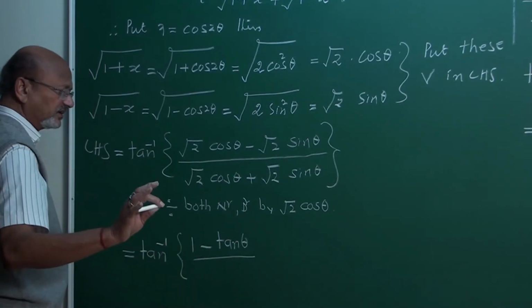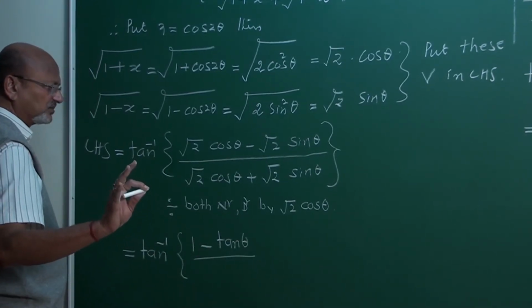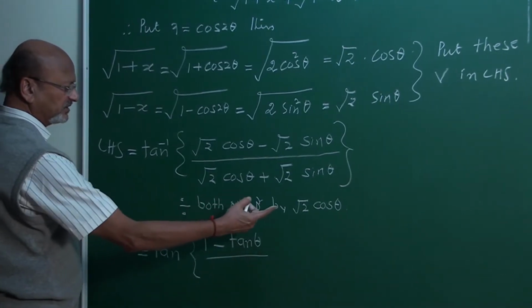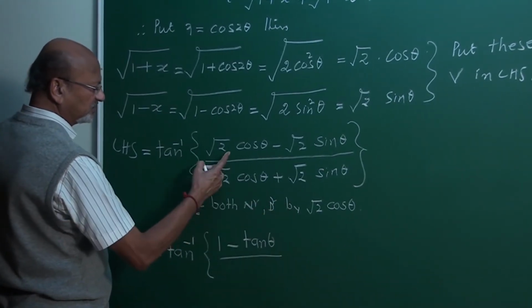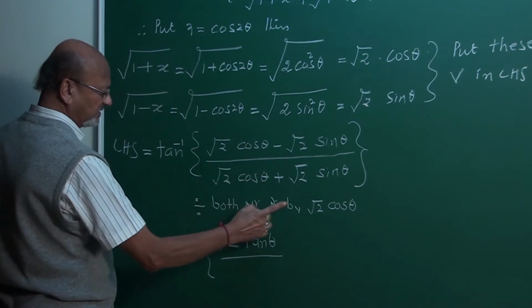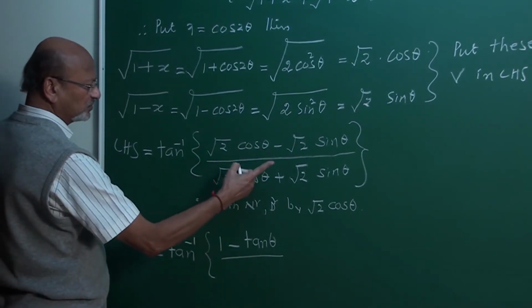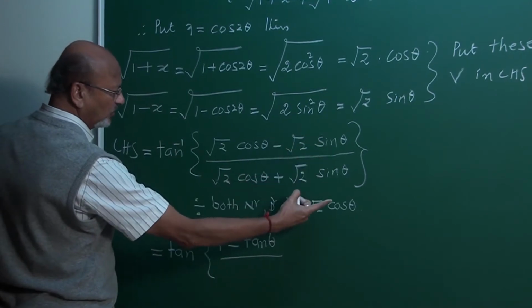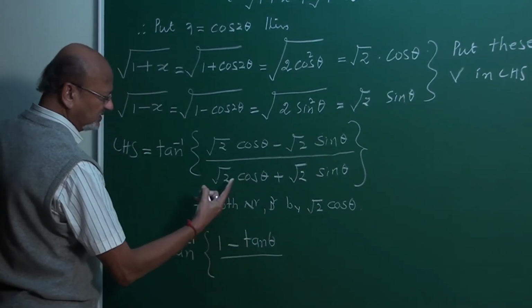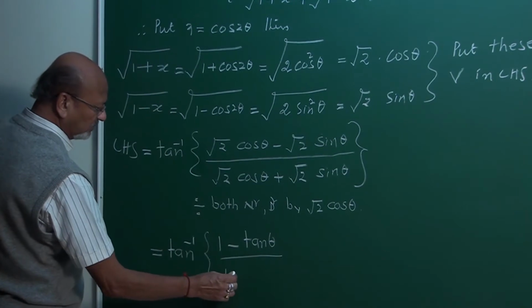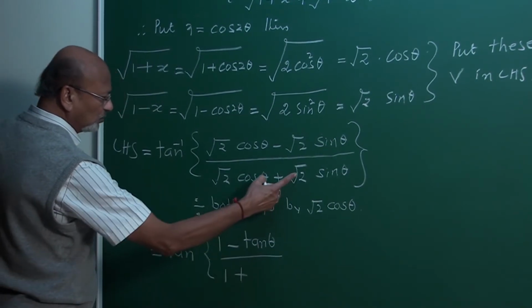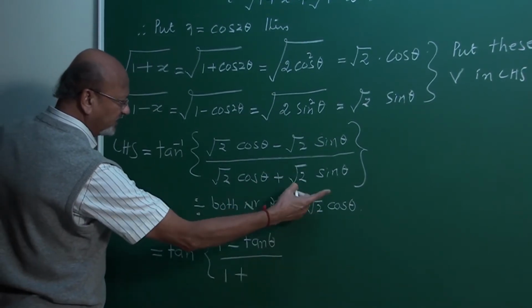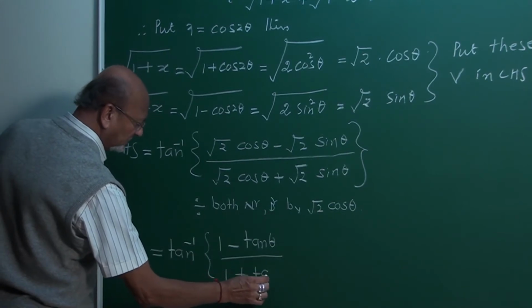My friends, I have written this directly. Digest it: here I have written this divided by this. The same cancels, 1 minus. Only root 2 cancels, my friend. Sin theta upon cos theta is tan theta. In the other term, 1 plus root 2 cancels with root 2, and sin theta upon cos theta is tan theta.